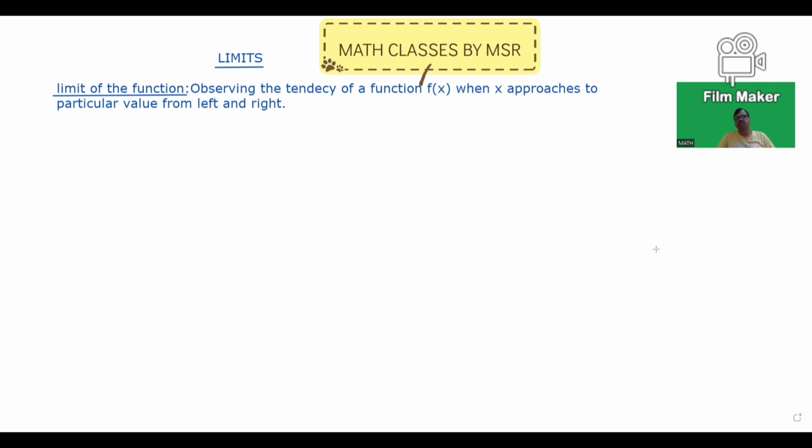So, what is the limit of a function? The basic definition of the limit of a function is observing the tendency of the function f of x when x approaches a particular value from left and right. Did you understand? Observing the tendency of the function f of x when x approaches a particular value from left and right. So let us understand this definition through some examples.